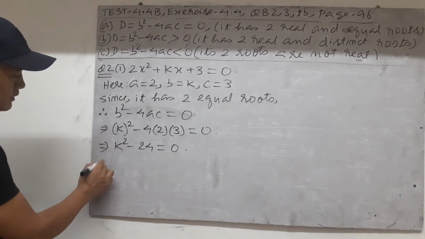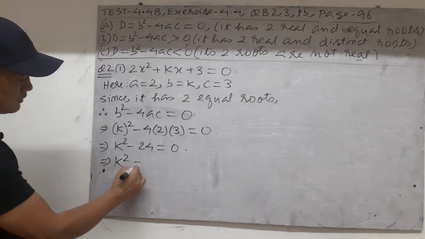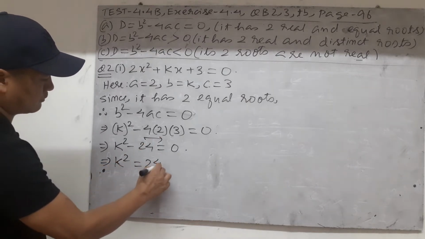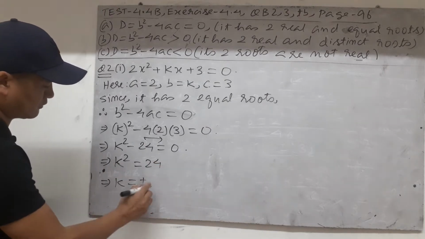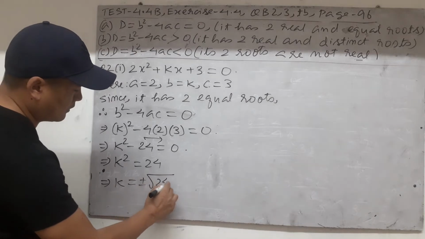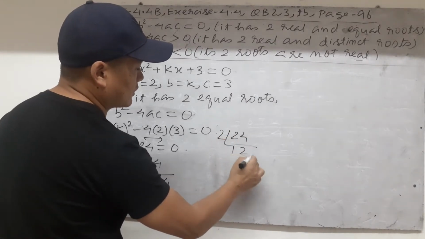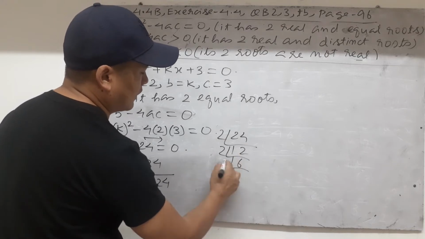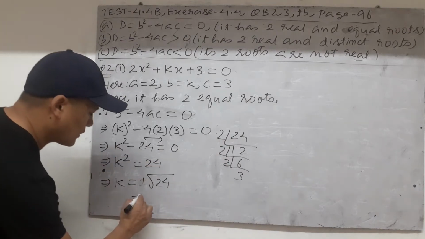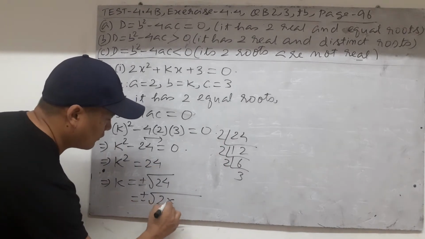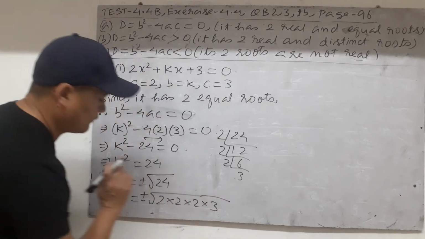So k squared here. Keep this k squared on the left side, shift this minus 24 to the right side, plus 24. So k is going to be equal to, if you remove this square, then plus or minus will come, root over 24. So let's do this. 24 prime factorized: 2 1s are 2, 2 2s are 4, 2 6s are 12, 2 3s are 6, using only prime numbers. So 24 can be written as plus or minus root over 2 into 2 into 2 into 3, then we're going to get 24.